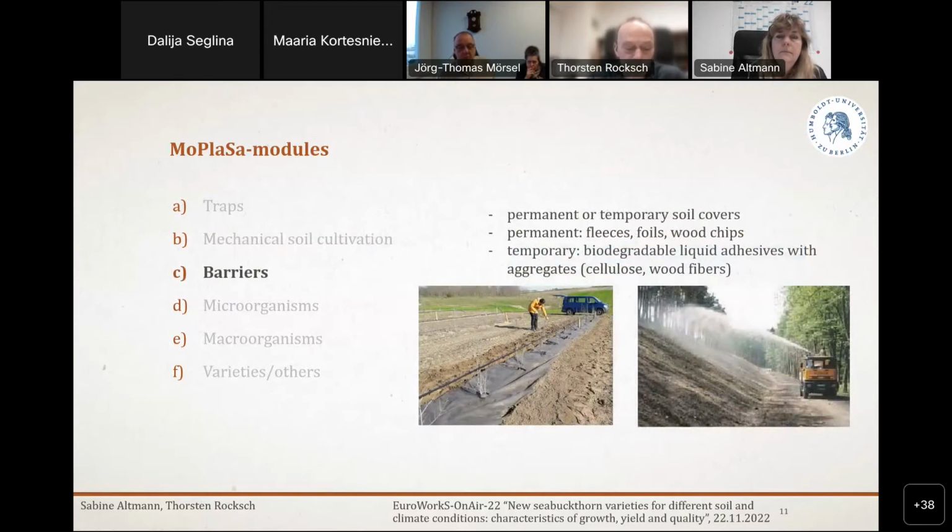Then the barriers module, where permanent and temporary soil covers are tested. They are intended to inhibit the larval pupation in the soil and also to act against flies hatching from the soil. Foils, fleeces, and wood chips were tested as permanent covers, and there were also investigations into the use of biodegradable liquid glues for temporary covers, as you can see in the right picture.